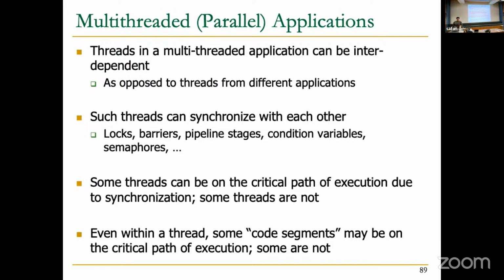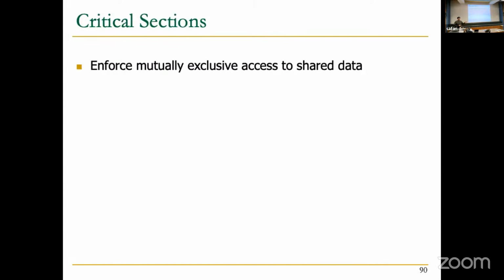Even inside a thread, some code segments may be on the critical path and some are not. Basically, some parts of the code the thread is executing are on the critical path. And once the thread exceeds that point, it's no longer on the critical path. Critical path in the sense that it's like the workload's throughput. So this is an application that's running on multiple threads. And for highest throughput, you want all of these threads to perform very fast, right? But some of them don't. So let's look at critical sections first to understand this problem better.